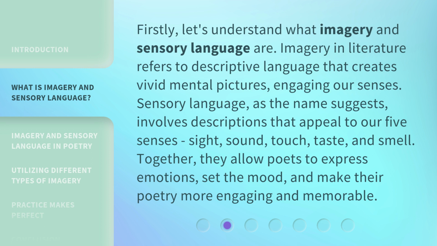Firstly, let's understand what imagery and sensory language are. Imagery in literature refers to descriptive language that creates vivid mental pictures, engaging our senses. Sensory language, as the name suggests, involves descriptions that appeal to our five senses: sight, sound, touch, taste, and smell. Together, they allow poets to express emotions, set the mood, and make their poetry more engaging and memorable.